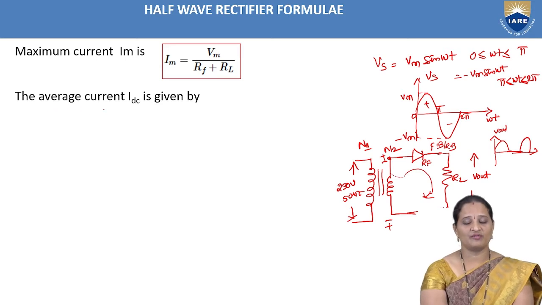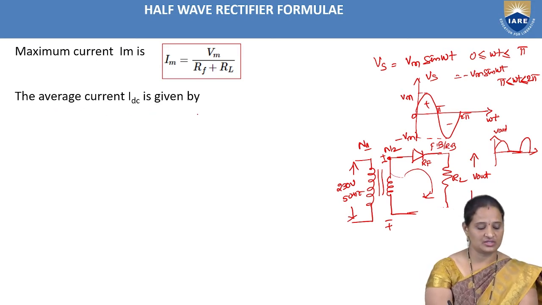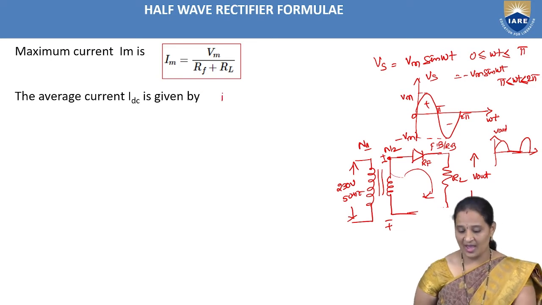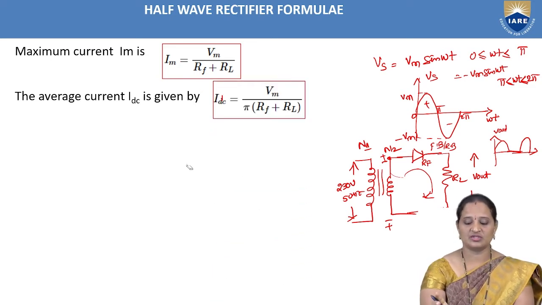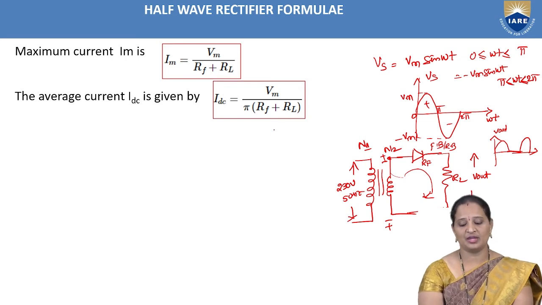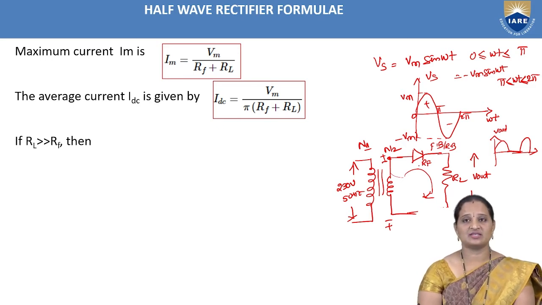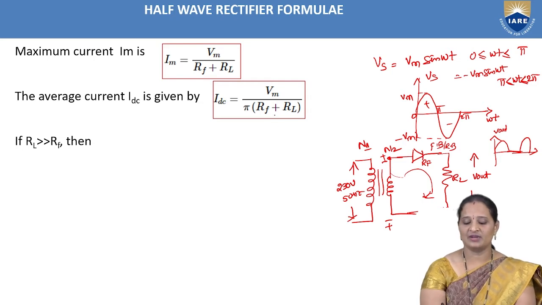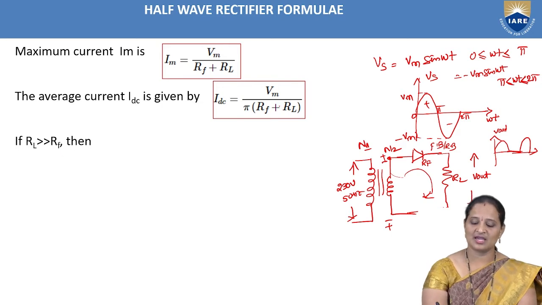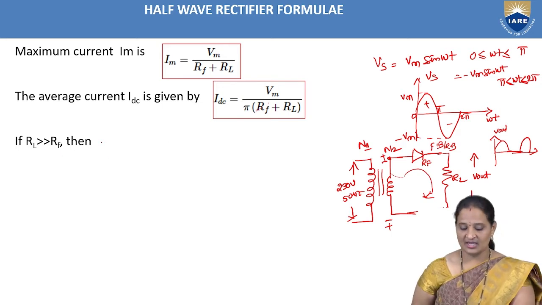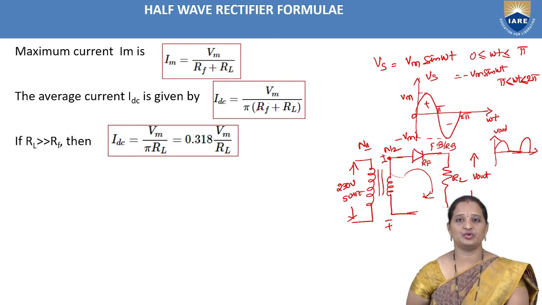The average value of current IDC across the load resistor is given by IDC equals Vm divided by pi into Rf plus Rl. Under forward bias condition, the resistance offered by the diode is very small; for an ideal diode it is 0. Compared with RL, RL is much greater than Rf, and hence I can neglect Rf here. In that case, IDC will be Vm by pi RL.